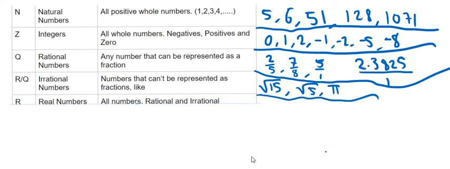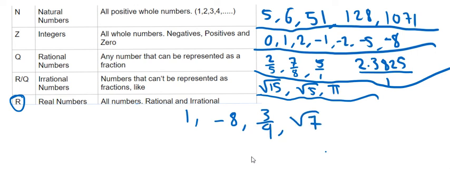The last one is the real numbers. This is just all numbers. This is rational and irrational numbers. So basically everything is included in real numbers. The number 1 would be included, number -8 would be included, 3/9 is included, then things like what we had up here, square root of 7 would be included, so everything. For the real numbers, you can just try to remember that it's everything. So that's all of them then.